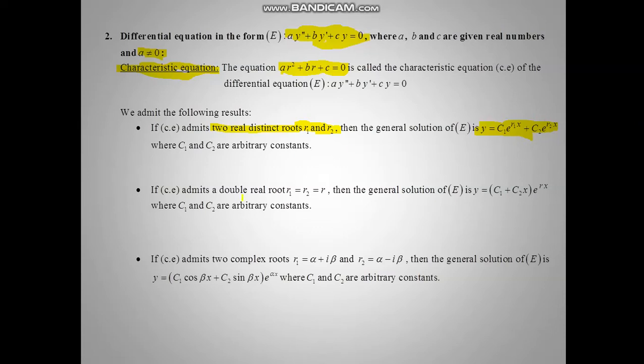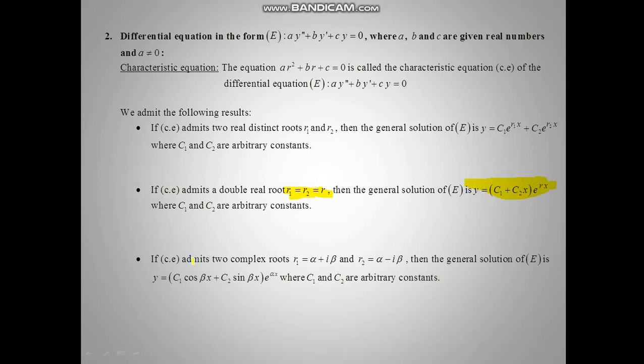If the equation admits a double root, r1 equals r2 equals r. As we say, if the characteristic equation admits one double root, the general form, this one is to memorize, y equals c1 plus c2 x times e to rx. r is the common value of the double root.